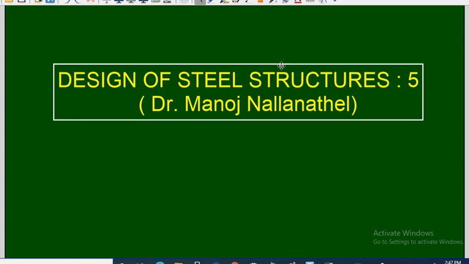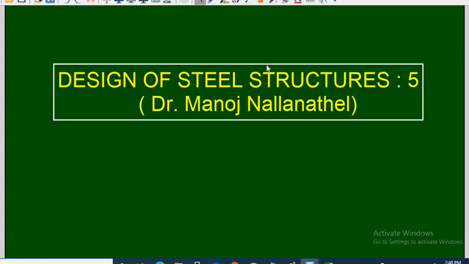And this is going to be our fifth class in design of steel structures. In the previous classes we have discussed different types of steel structures, the load coming on them, and the important steel structures in the world. And how steel is different from RCC, the advantages of steel and the advantages of RCC, and how steel is inferior to RCC. We have even discussed types of bolt, different types of failure, and all these things.